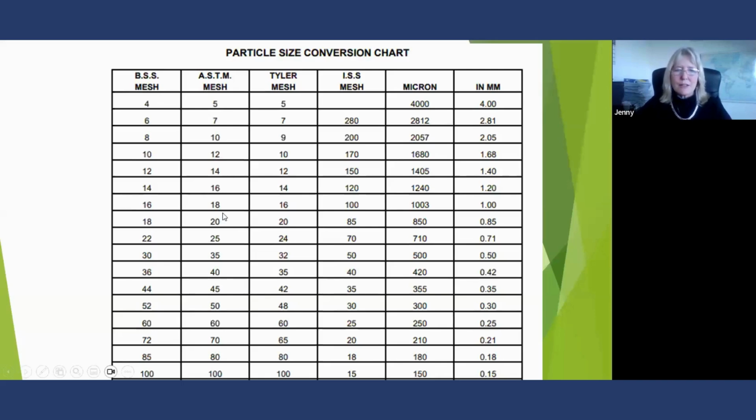So once you have a mesh size on your data sheet, you go across on the conversion table. For example, 100 mesh is 150 microns, 4 mesh is 4,000 microns, the inverse relationship. And the mesh sizes go up to about 2,500 mesh, which is equivalent to 5 microns. So use the conversion chart. Again, you can just Google and find one.